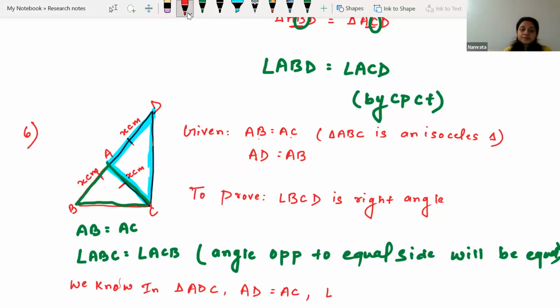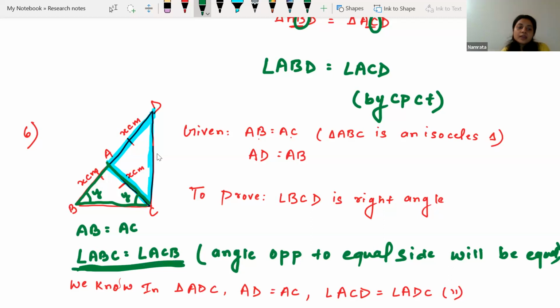So angle ACD must be equal to angle ADC, right? Again, the same explanation: angles opposite to equal sides are equal to each other. Yes or no? So eventually what are we saying? We are saying that this angle and this angle are the same. So if this is y and this is also y, both will be equal to each other. That's what we have written over here.